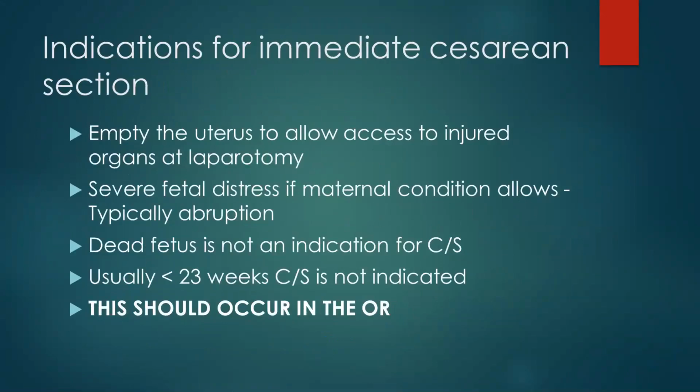Severe fetal distress is also another reason to deliver the patient. And again, this is only after the maternal condition allows for this. And this is typically when you are concerned for an abruption, and that's normally seen via the fetal heart tones. A dead fetus is not an indication for C-section because you can actually increase maternal morbidity and mortality based on this. And usually, if you have a 23-week fetus, we do not offer the C-section because, again, that increases maternal risk. And only would we do it in that perimortem resuscitative hysterectomy setting in which you're trying to help mom.